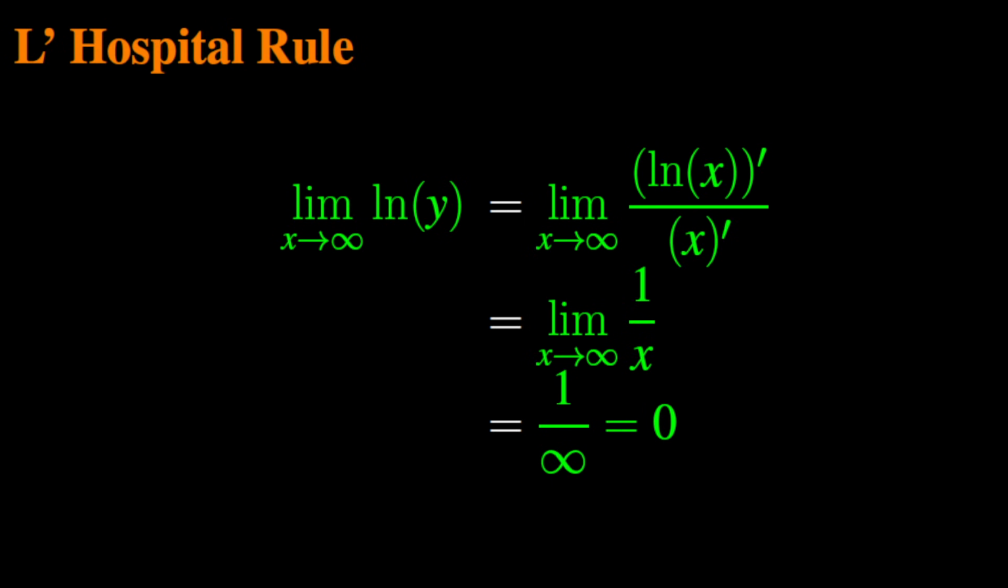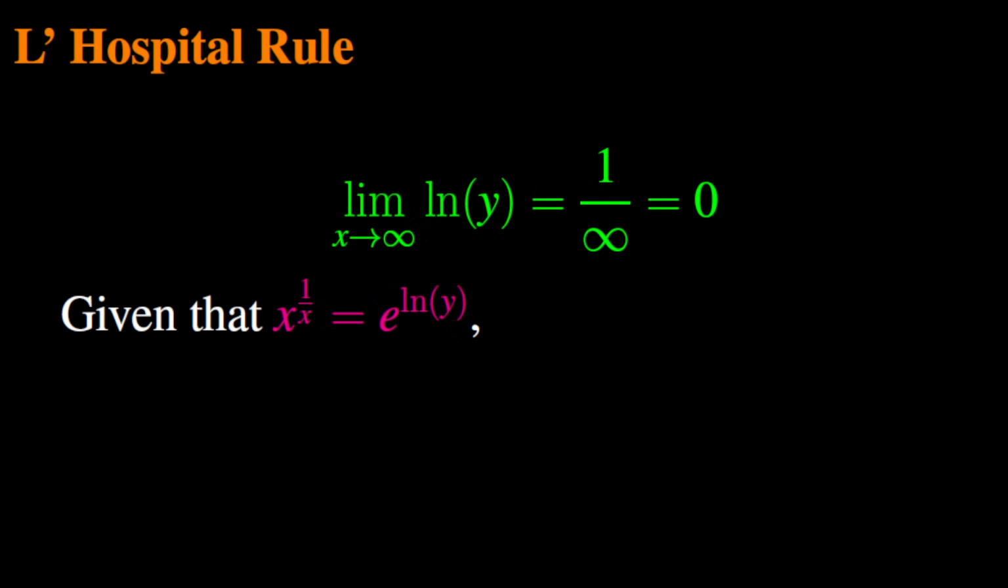So it is clear that this comes down to the limit as x goes to infinity of 1 over x, which equals 1 over infinity. This is obviously equal to 0. In sum, the limit as x goes to infinity of logarithm of y is 0.